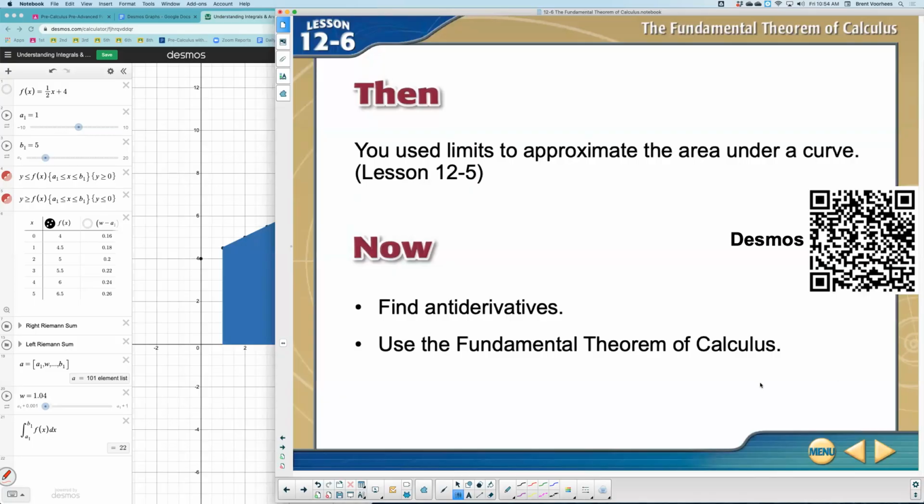So last class, we dealt with using technology to find the integral. What could we do if we don't want to use technology to find the exact value of the area? Is there a rule for it? Yes. It's by using antiderivatives, or more specifically, the Fundamental Theorem of Calculus.